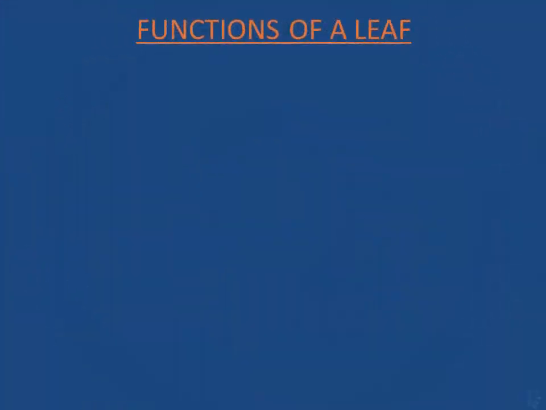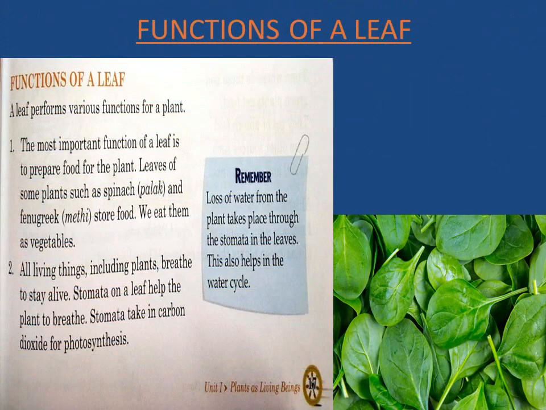A leaf performs various functions for a plant. It is not only one task; it is multiple tasks that the leaf is doing for the betterment of a plant, for the purpose of a plant. So the first function that we already know is the making of food. We have already learned that the leaf is the kitchen of a plant. So the most important function of a leaf is to prepare food for the plant.